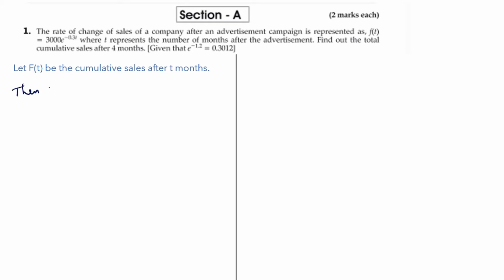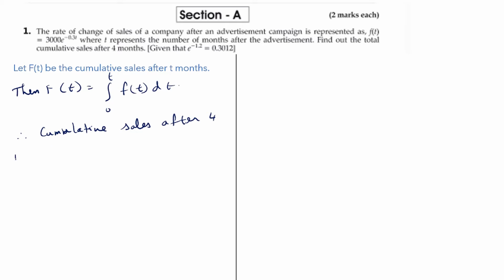Then we have F of t as integral 0 to t small f of t dt. Therefore, cumulative sales after 4 months equal to integral 0 to 4 f of t dt. It is integral 0 to 4, 3000 into e raised to minus 0.3t dt.